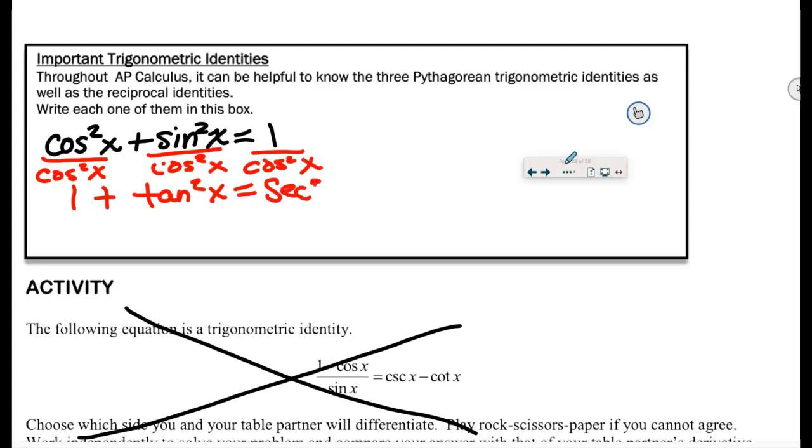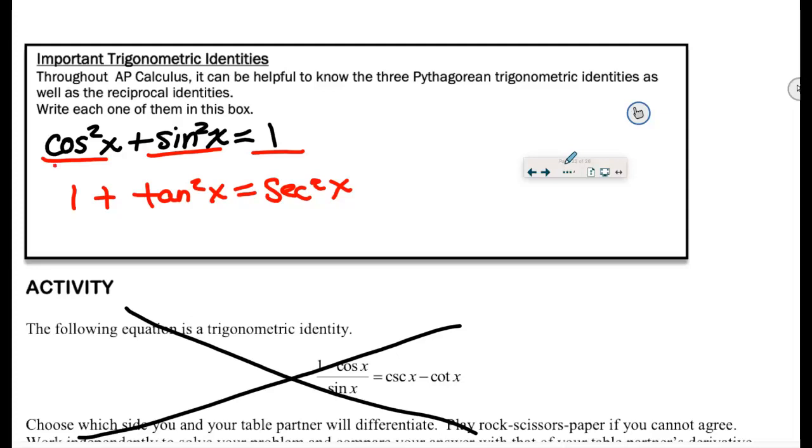Secant squared. I didn't need to memorize it because it just kind of falls in my lap. Does that make sense? Similarly, if I want the other one, I know there's one with cotangent squared, but I can't remember if it's cotangent squared plus cosecant squared equals 1 or cosecant squared plus 1 equals cotangent squared. I always get mixed up, but you shouldn't.